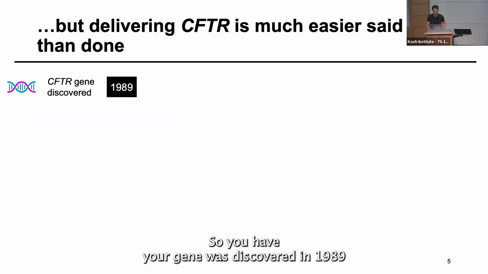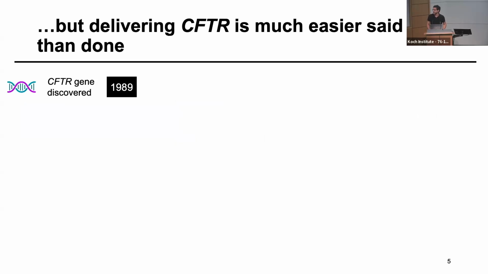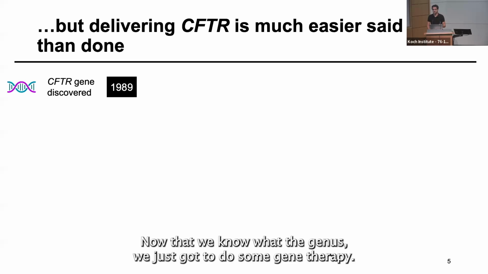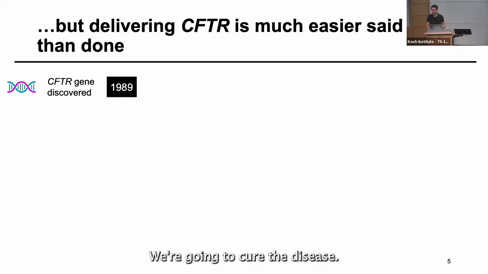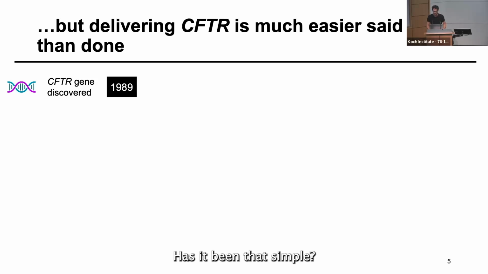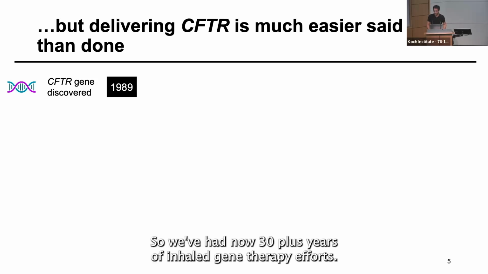The CFTR gene was discovered in 1989, and pretty quickly people decided, oh great, this is going to be really easy. Now that we know what the gene is, we just have to do some gene therapy, and the disease will be cured by the time the year 2000 rolls around. It hasn't been that simple. We've now had 30-plus years of inhaled gene therapy efforts.